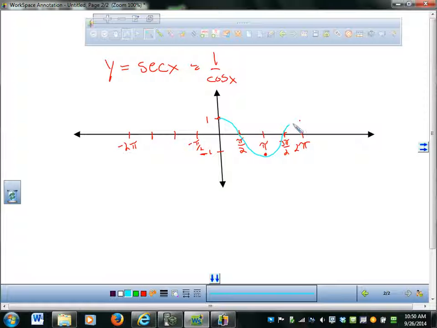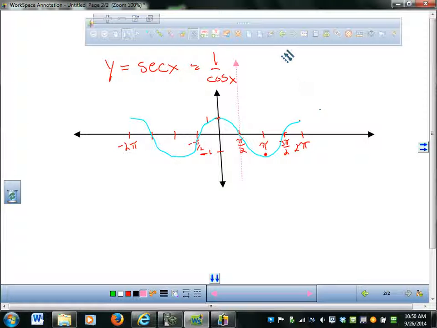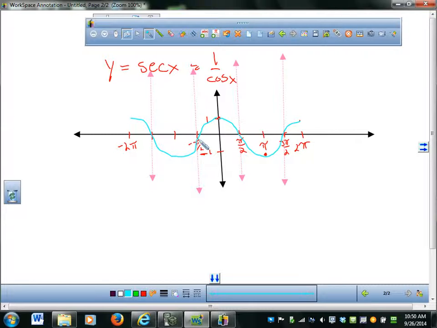And we talked about it being an even function. So it is symmetric about the y-axis. And just like I did with sine, it has an asymptote everywhere that cosine has a 0. Okay, so I draw an asymptote there, asymptote here, asymptote here, asymptote here.